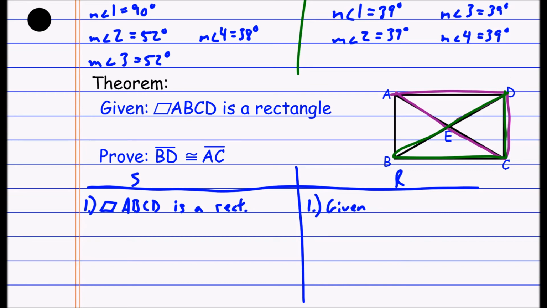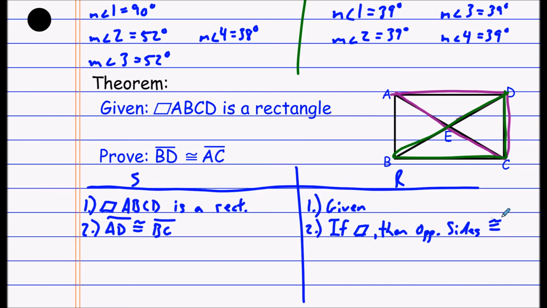So I'm going to go this route and say that AD is congruent to BC. And that's because the opposite sides of a parallelogram are congruent. So maybe I'll do it as an if-then statement, since that's how. So if I have a parallelogram, then the opposite sides are congruent.